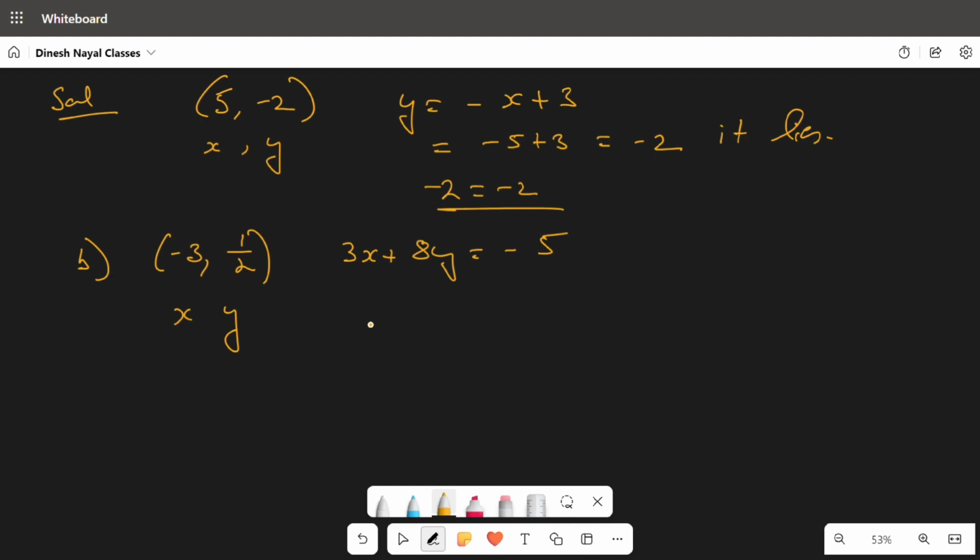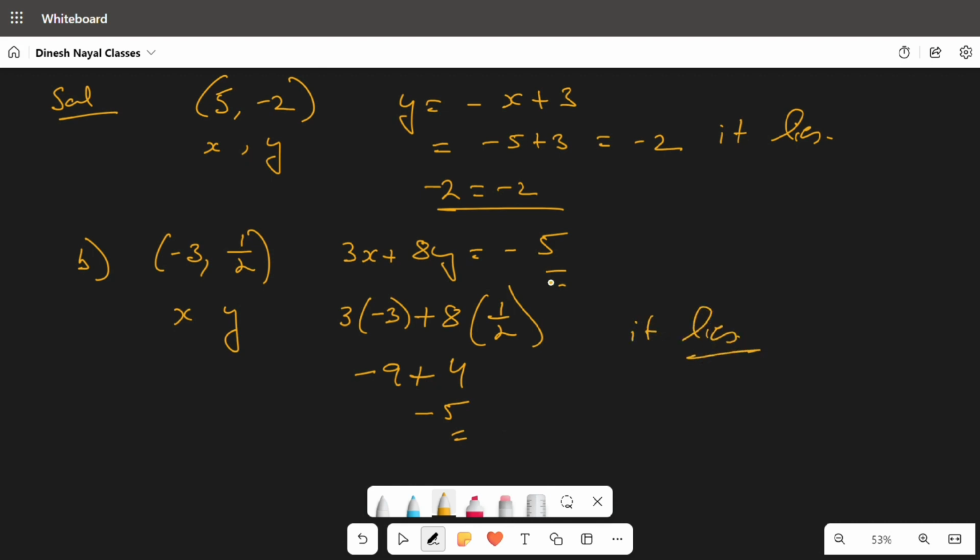Okay, so substituting x as minus 3, this is 3 of minus 3 plus 8 times y, which is 1 by 2. So this 3 into minus 3 becomes minus 9 plus 8 times 1 by 2 is 4, and minus 9 plus 4 is minus 5, which equals minus 5, and this point also lies on the given line. Next question.